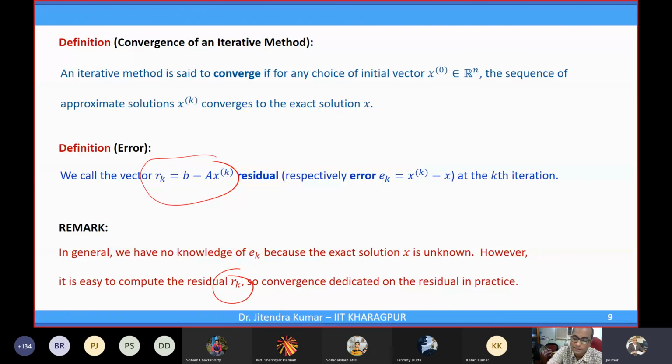There is a nice theory. I'm not just telling you; there is a nice theory which can show why this is happening.